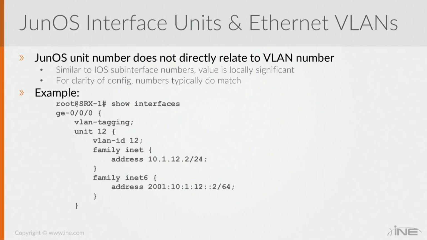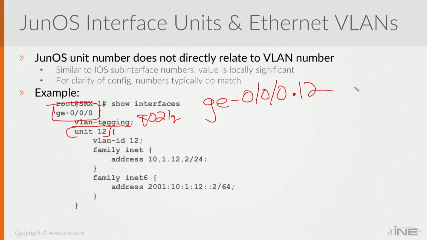So here in this example, this is basically the equivalent of doing a router on a stick type configuration in IOS, where we have the main interface, which in this case is ge-0/0/0. We're saying to do VLAN tagging. Basically what this is doing is turning on 802.1q. So now the interface is listening for tagged packets, and it says I have a subunit number 12, which is basically a subinterface, where this would then be denoted as ge-0/0/0.12. And on that subinterface, or unit 12, we have VLAN ID 12, and then we have our other logical configs. In this case, we have an IPv4 address, and we have an IPv6 address.